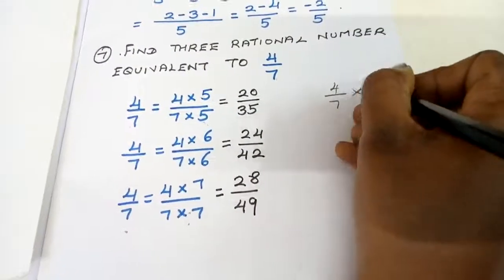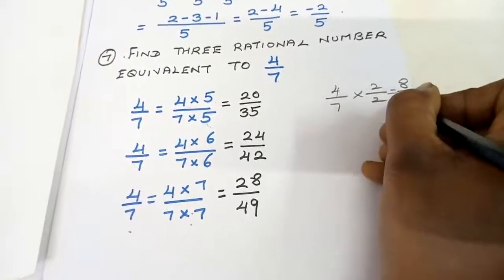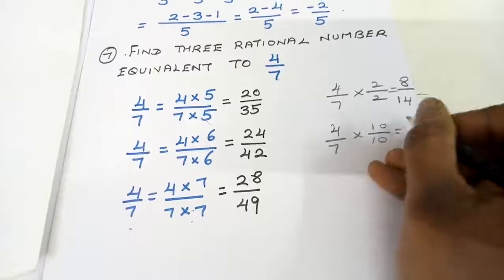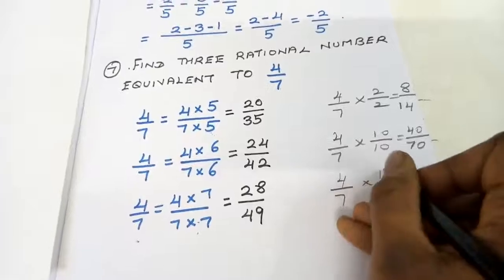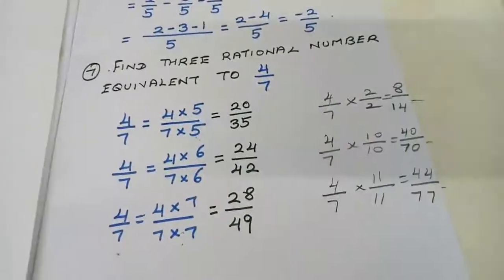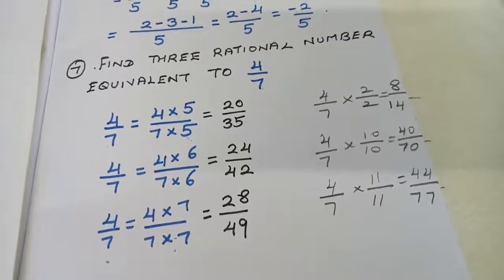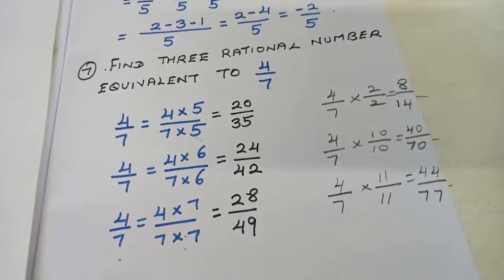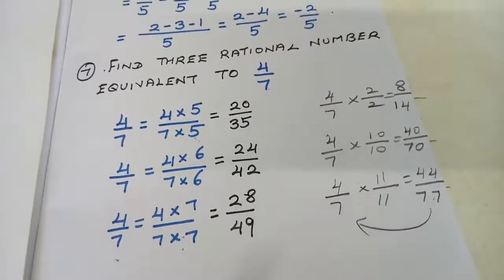4 by 7, multiplied by 2 top and bottom, what is the answer? 4 2s are 8, 7 2s are 14. Similarly, 4 by 7 multiplied by 10, what is the answer? 40 by 70. Similarly, 4 by 7 multiplied by 11 gives 44 by 77. The matter is you multiply and divide with the same number. That is the main idea of this question. Write 3 rational numbers equivalent to 4 by 7. What is the meaning of equivalent to 4 by 7? It means if I cancel this particular number, I should get the answer 4 by 7. That is what they are telling here.